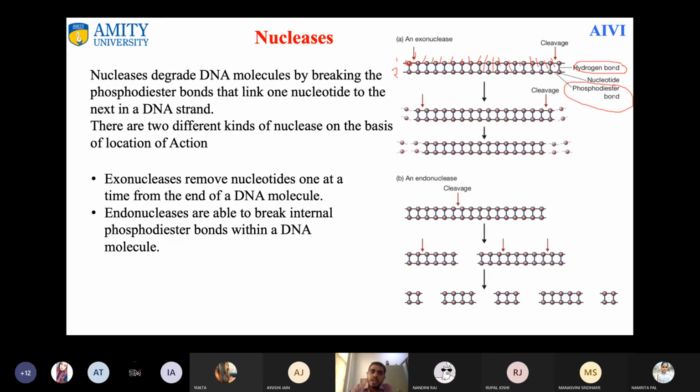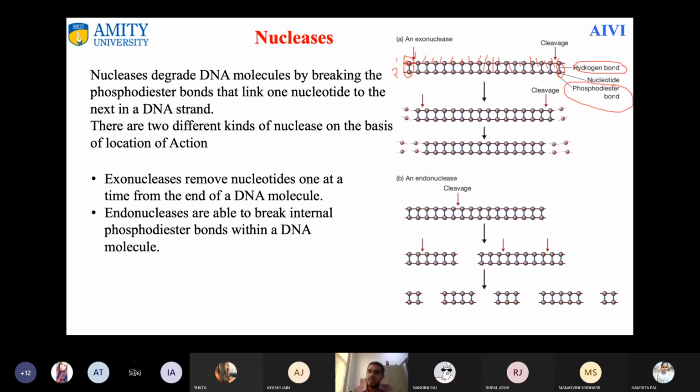On the basis of where they produce a cut, or which phosphodiester bond they break, nucleases are divided into two types. Where they produce the cut means whether they cut within the strand or at the ends. Here you can see this is one end and this is the second end. If your nuclease produces a cut at the ends, doing cleavage at the end, then we call it an exonuclease.